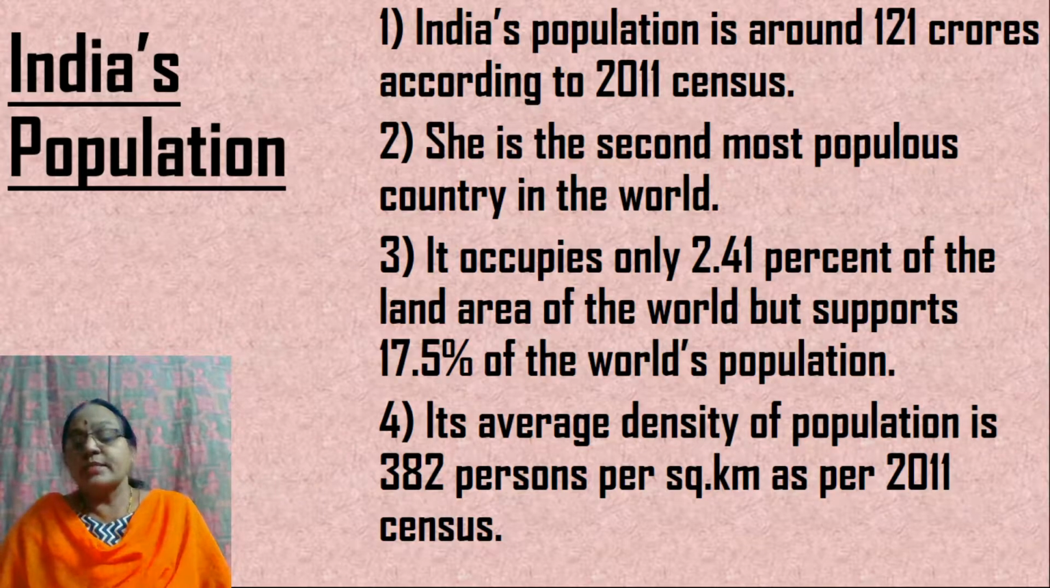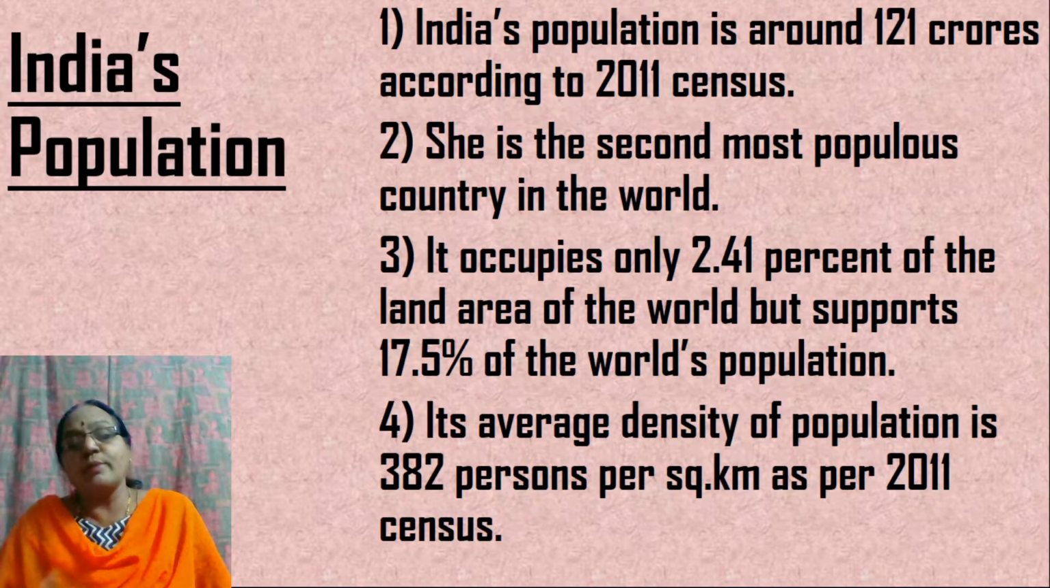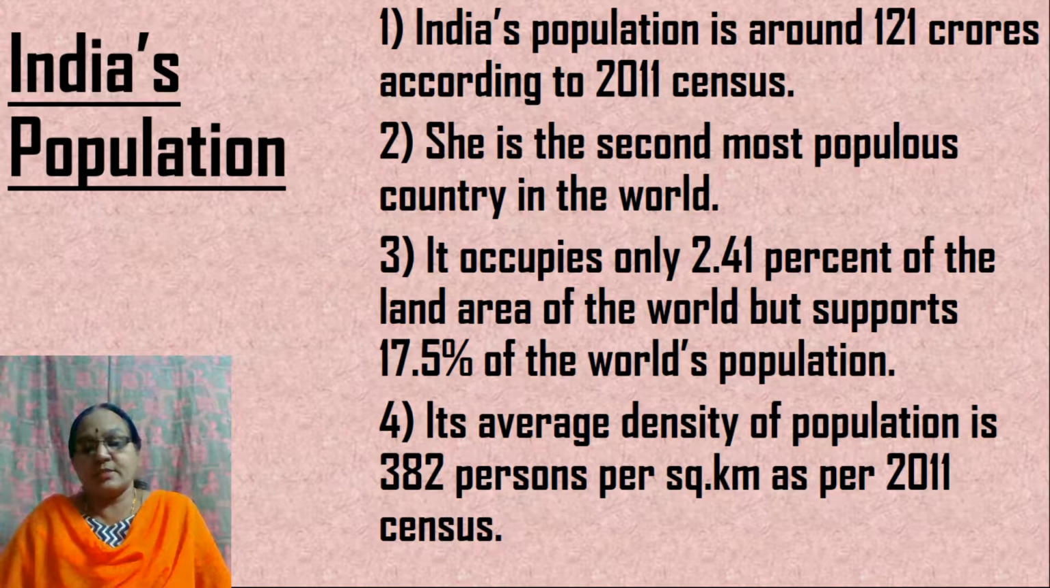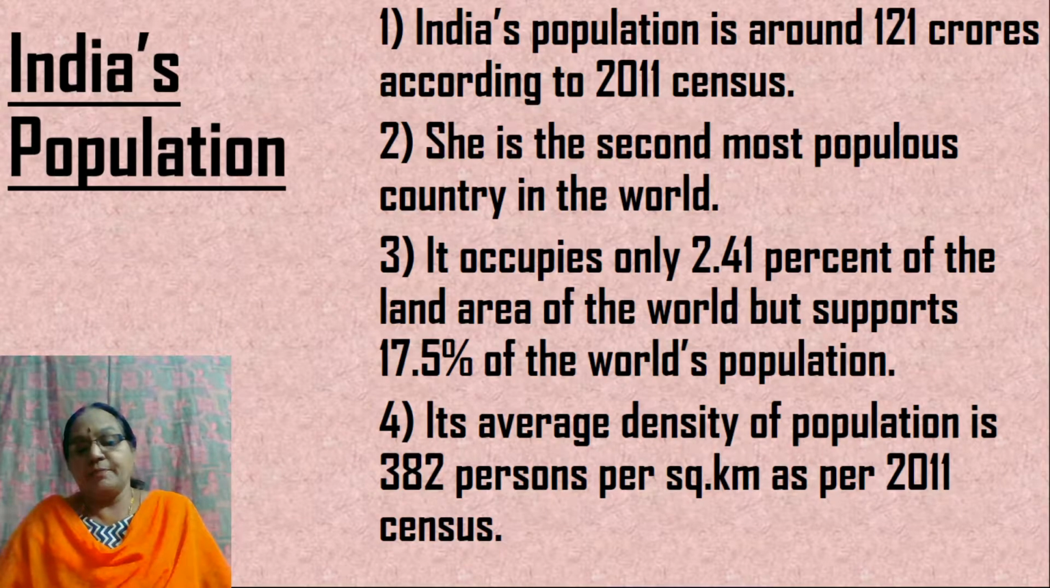Now, what about density of population? In India, there are 382 persons living per square kilometer according to the 2011 census. Imagine 382 persons living per square kilometer area.